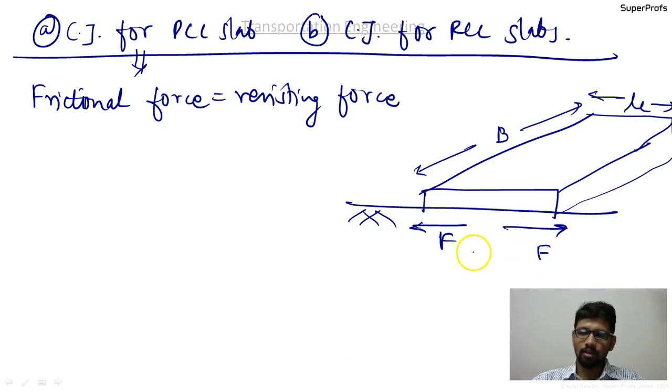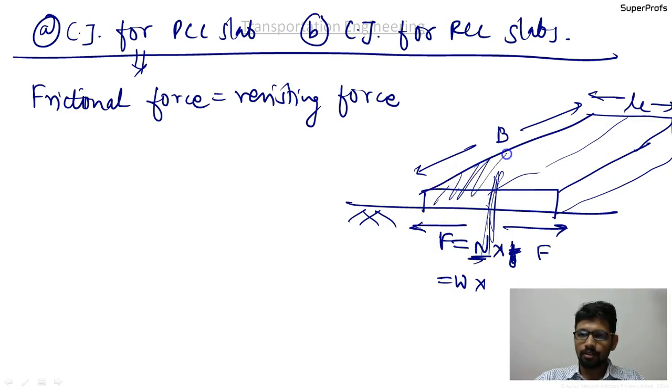The frictional stresses or the frictional force will be generated like this. So the frictional force will be given as the normal reaction into the coefficient of friction, and the normal reaction will be equal to the weight of the pavement on half of the side, because this one value stands for half the pavement's value. So that is W by 2 into f.